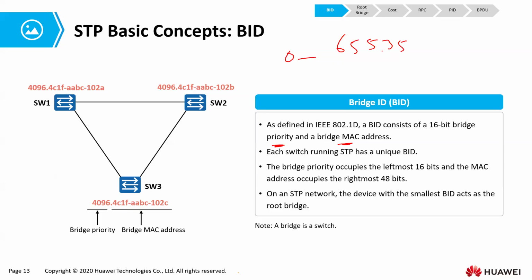Not so sure, but it's 2 to the power of something. I think the actual number has a 6 here. But this is the range of my bridge priorities. The lower the bridge priority, the higher the priority when we are choosing the root bridge. So this bridge ID becomes very important when we choose the root bridge. I think we'll get to look at that.